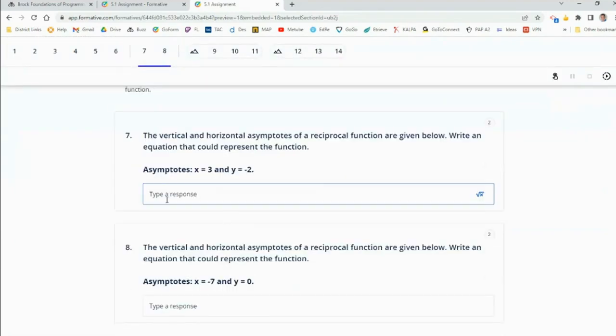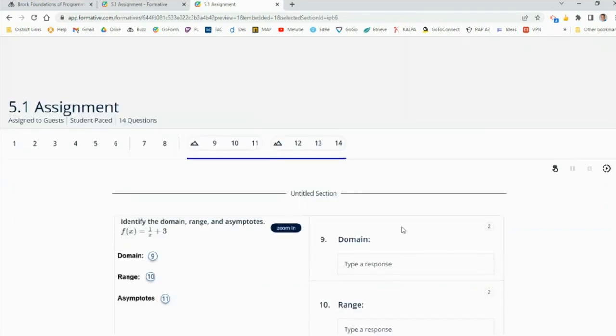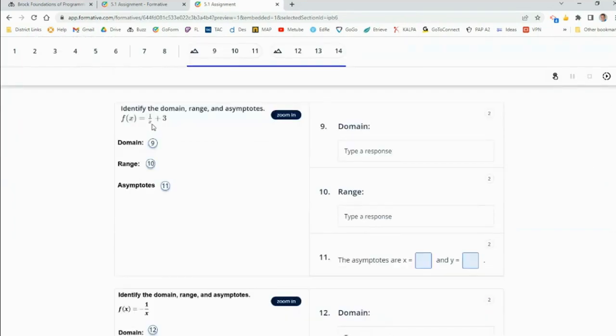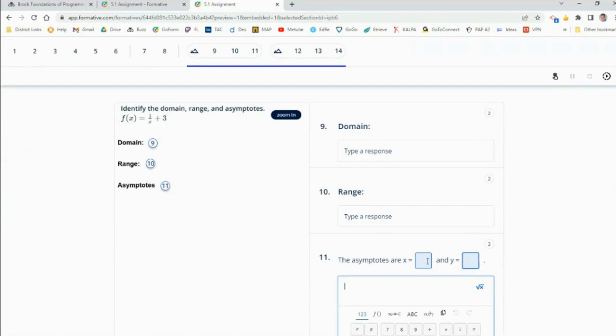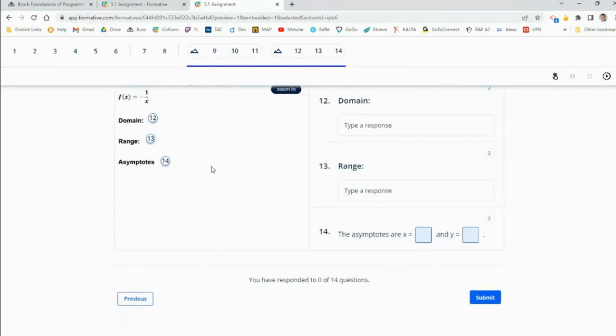Here's one like we just did. I'll give you the 2 asymptotes. You write the equation. And then the last page, I'll give you the equation. Tell me the domain, the range, and the asymptotes. And the asymptotes, you just type them in right here. Then the domain, the range, and the 2 asymptotes for this equation, and that's all it.